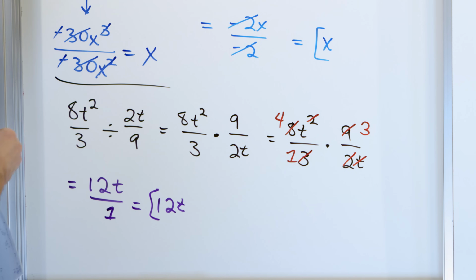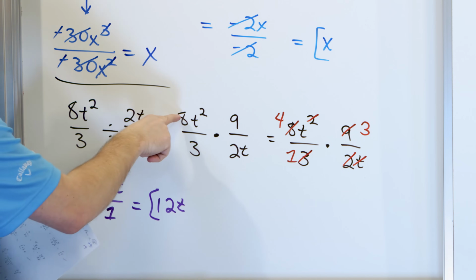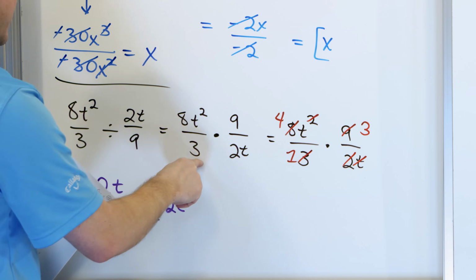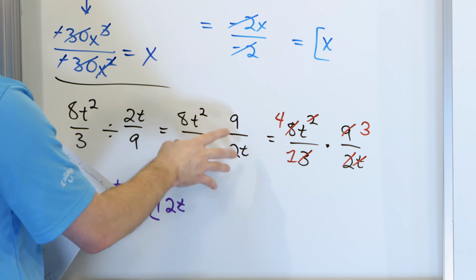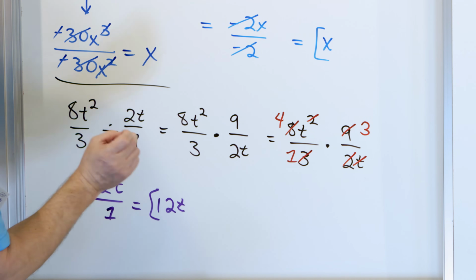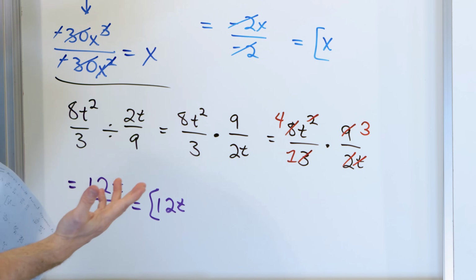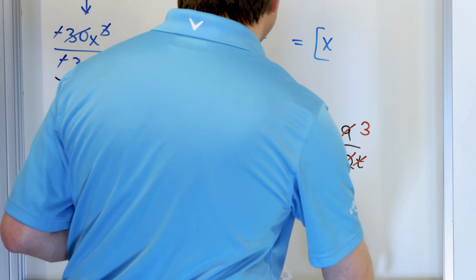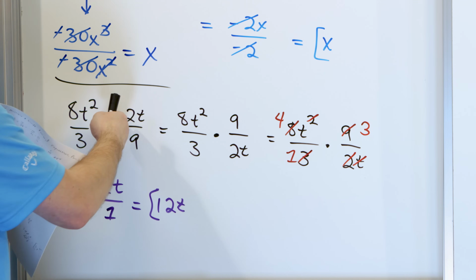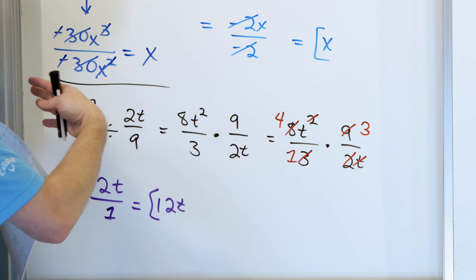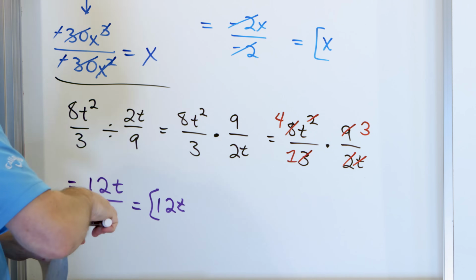That's correct. Again, I could have multiplied this 8 times 9, then 2 times 3, and then the t's would cancel, the numerator and denominator would cancel, and I would end up with the 12t exactly the same. But as we get farther and farther along, especially if I add more terms to this, it's going to be way easier to cancel ahead of time. That's why we're doing it here.